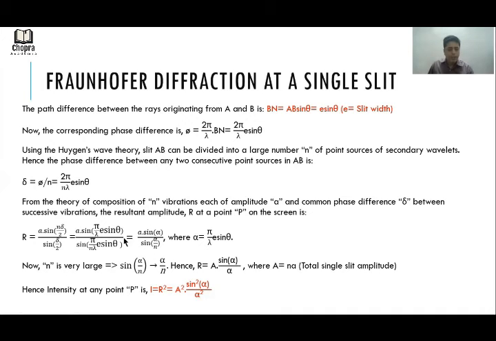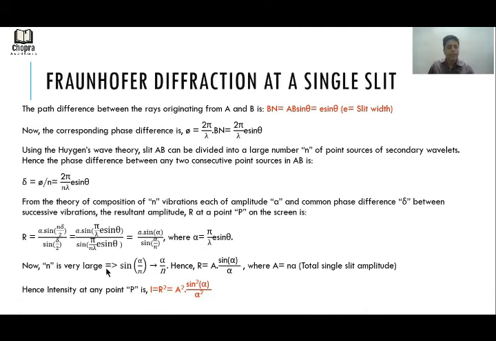Now in this equation, because pi e sine theta by lambda is common, let me substitute alpha equal to pi e sine theta by lambda. So I get my resultant amplitude at point P to be a sine alpha by sine alpha by n. Now what is the order of n? What is n? That is the number of point sources.